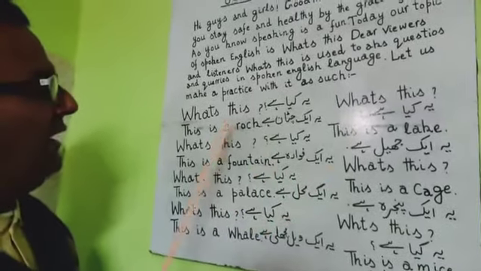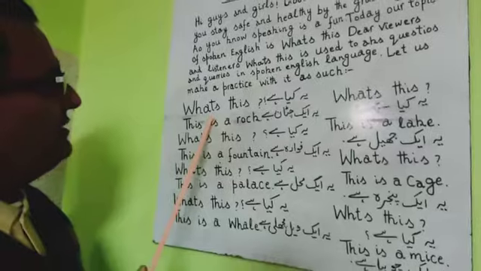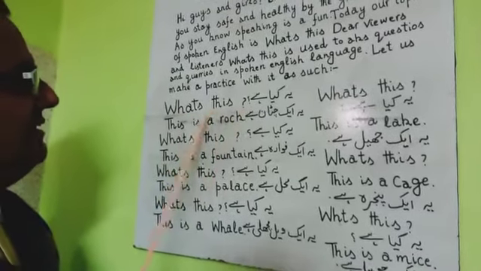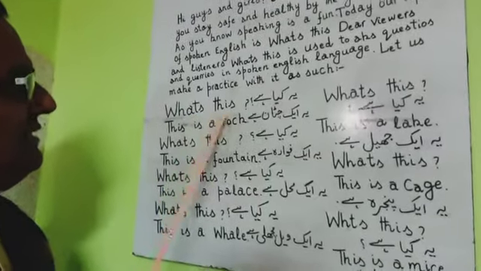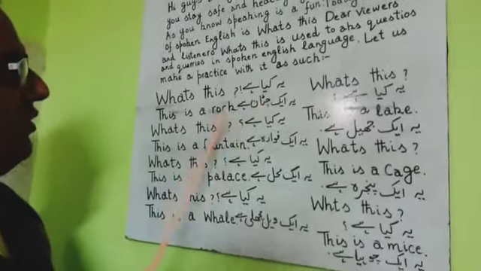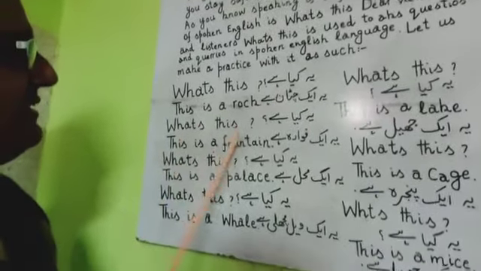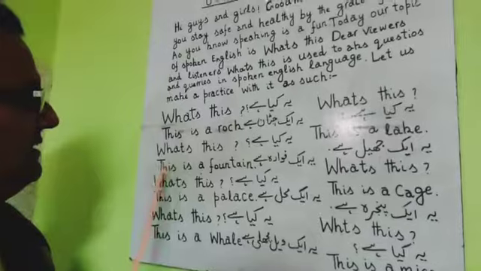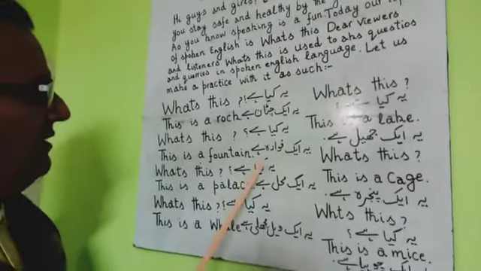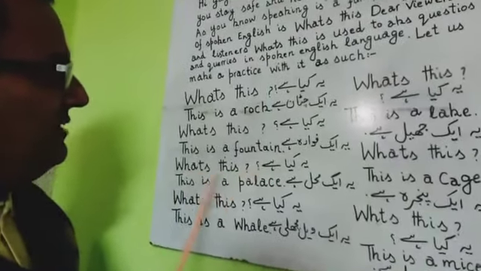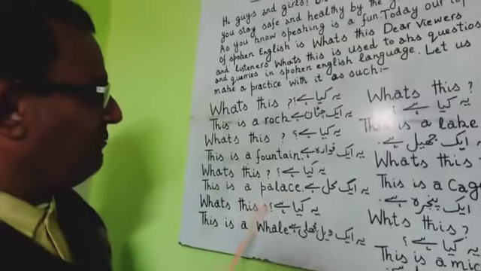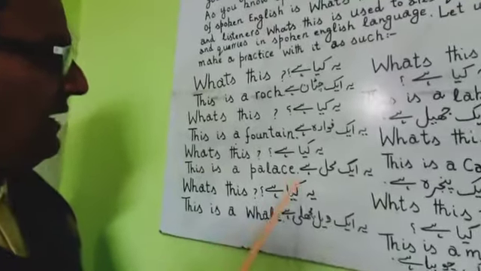Now, guys and girls, let's speak together. Follow me and look here. First query is, what's this? What's this? This is a rock. Next one is, what's this? This is a fountain. Next is, what's this? This is a palace.